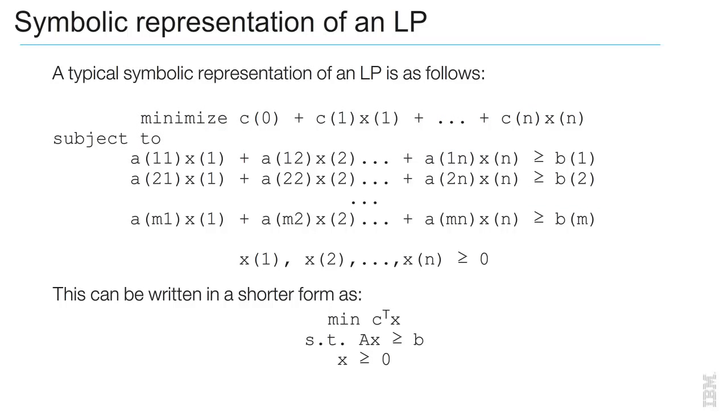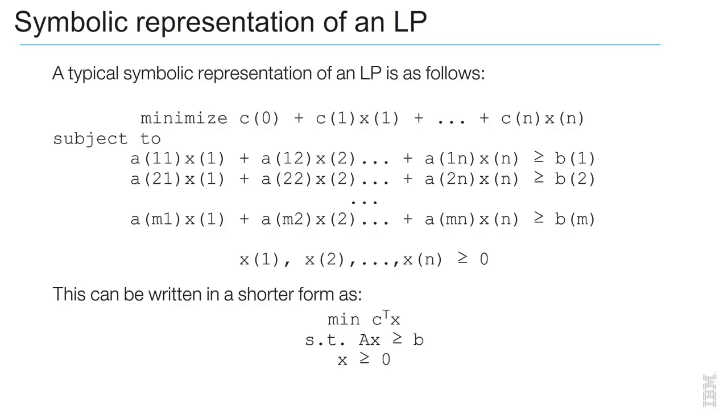Here's a typical symbolic representation of a linear program. The model starts with the objective, namely to minimize a linear function of x. Here, C is the vector of objective coefficients. Next follow the constraints, as indicated by the words subject to. The constraints are in the form of linear expressions required to be greater than or equal to a constant, where B is the vector of right-hand side constants.